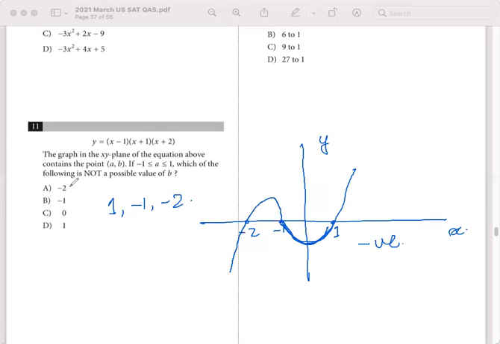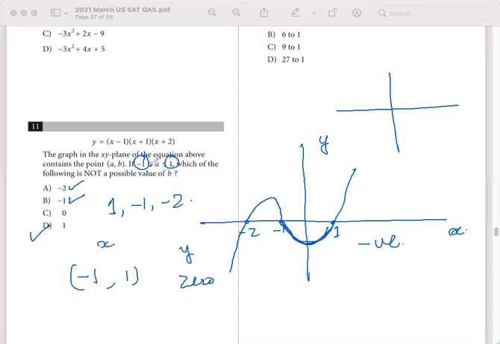So -2 is possible, -1 is possible. What about 0? -1 and 1, for these two values of x, the graph is 0, right? So 0 is also something that is possible. And D is the only option that is not possible, because that is positive. So the answer is D.